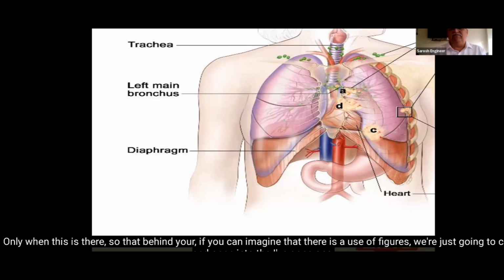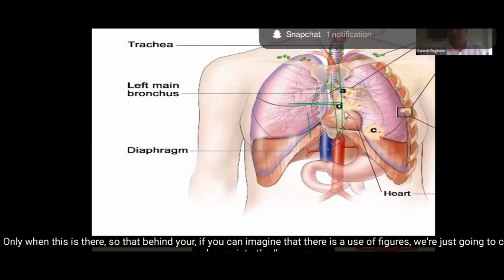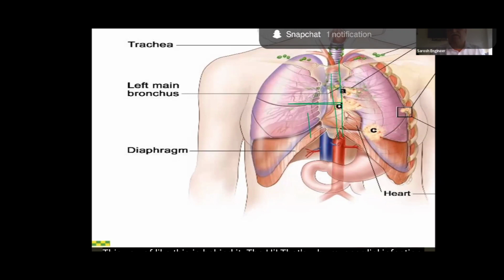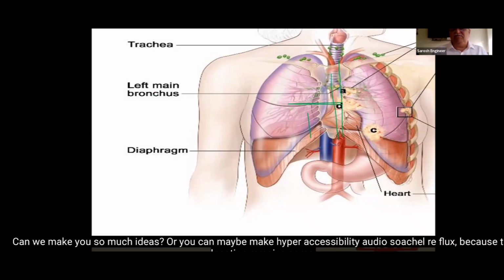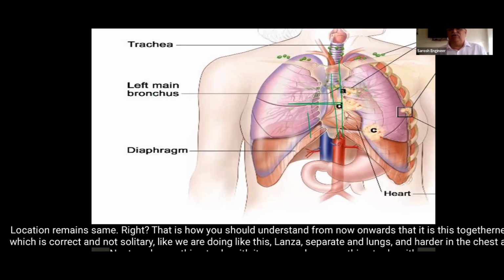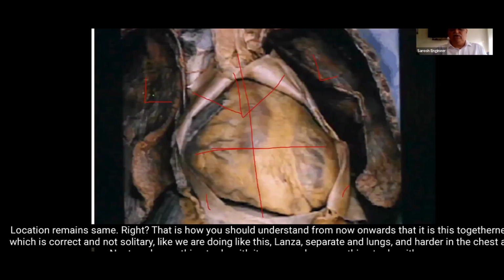Only when this is there, so that behind here, if you can imagine that there is an esophagus, which is going to come and open into the abdomen. This esophagus is behind the heart. That's why myocardial infarction can mimic esophagitis, or it can mimic hyperacidity or esophageal reflux. Because the location remains same. Location remains same, right? That is how you should understand from now onwards, that it is this togetherness which is correct and not solitary like we are doing like this.